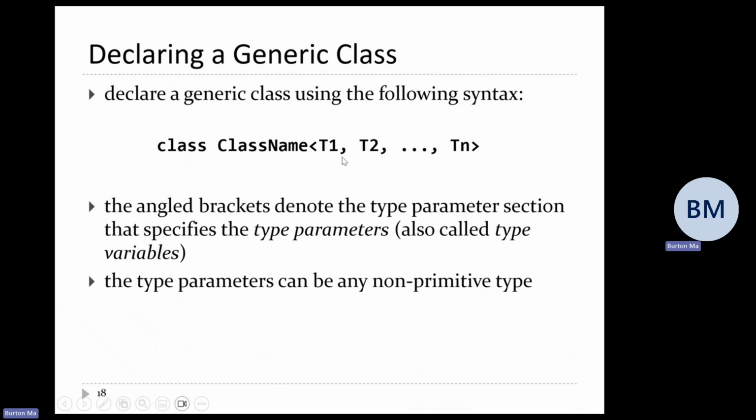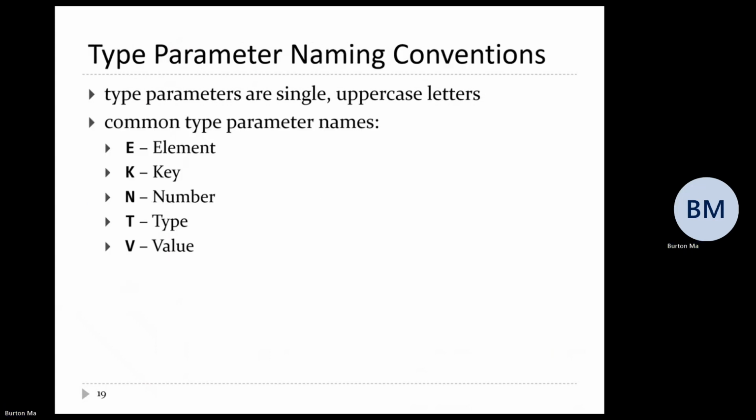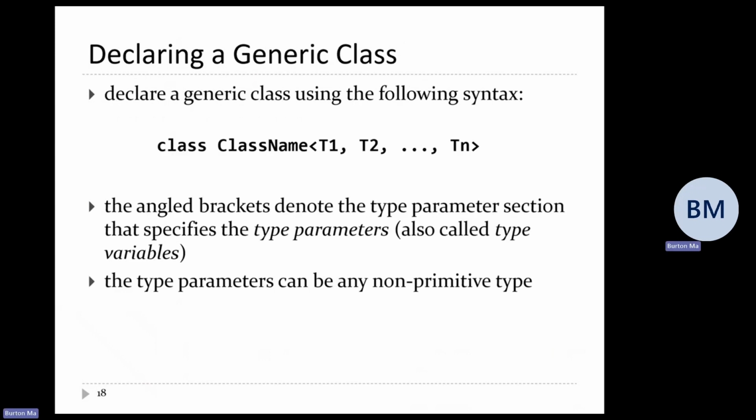A limitation of the Java generic system is that these have to be reference types. So you can't make a stack of int, for example. There is a proposal though to fix that. I don't know if it's going to happen. So if you want a list of int, you have to make a list of Integer instead. That's why the wrapper classes exist.